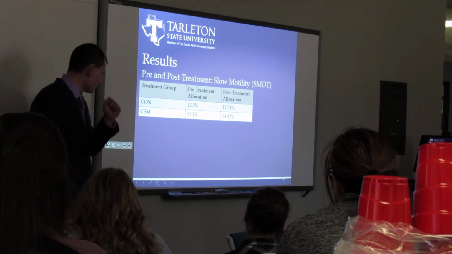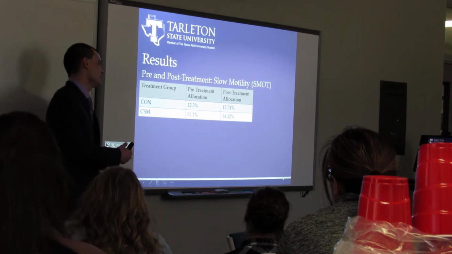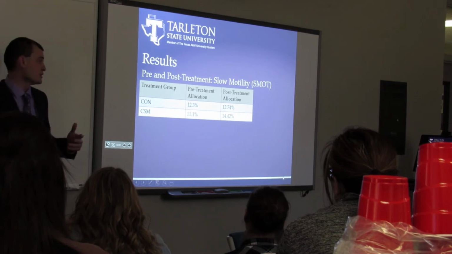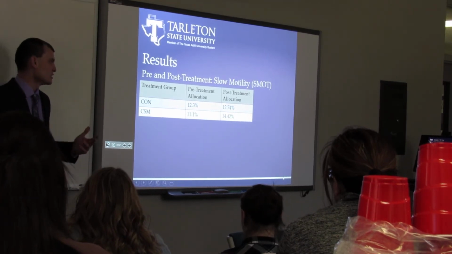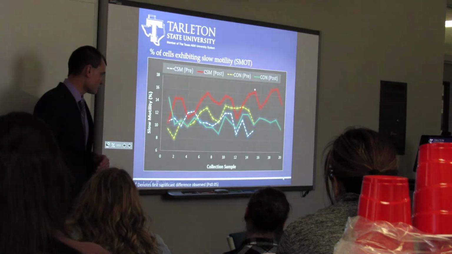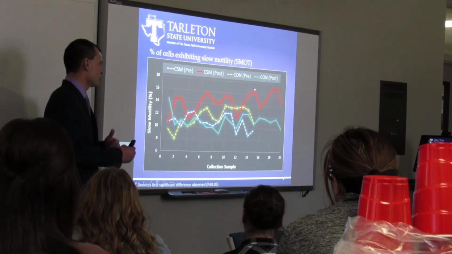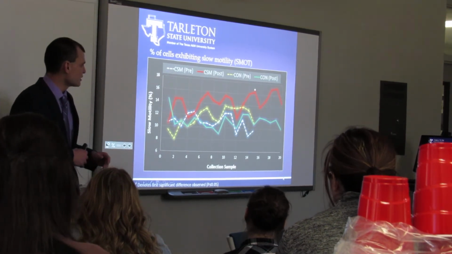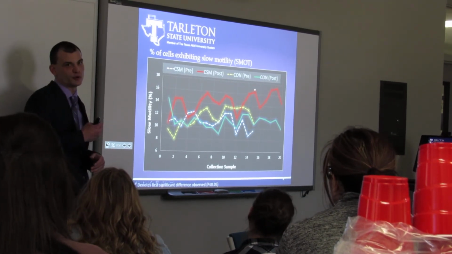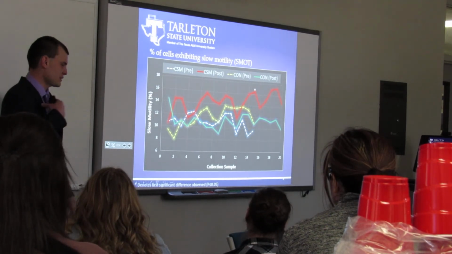Slow motility is our only semen parameter that we analyzed that was not significant. However, we did see a rise in the percentage of cells exhibiting slow motility in our cottonseed milk-fed group when compared to our control group. It seems that all of our groups are following similar trends until later on in the study, until about collection 15, and then we did report higher averages for our cottonseed milk-fed group again, but this was not statistically significant at post-treatment application.